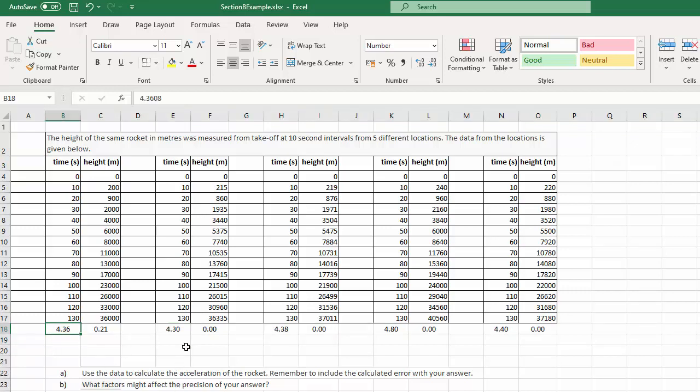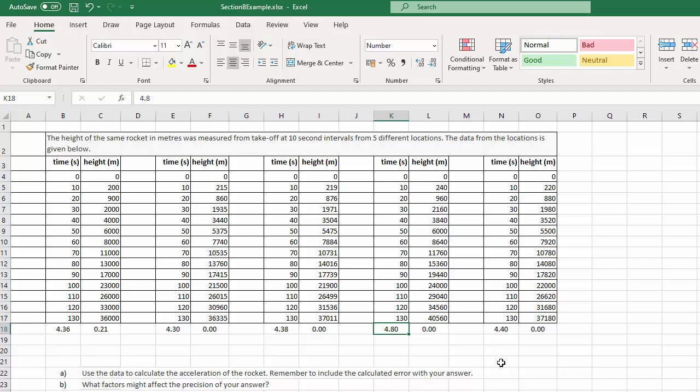So now we need to look at the values we've got: 4.36, 4.3, 4.38, 4.8 and 4.4. So we've got a problem with the fourth set of data here because our maximum error is 0.2 of a meter per second, and at 4.8 that's more than the maximum error away from the closest value, which is 4.4, which means that it would be reasonable to average the close values, but the large value of 4.8 is too far away from the other values to include in the average.